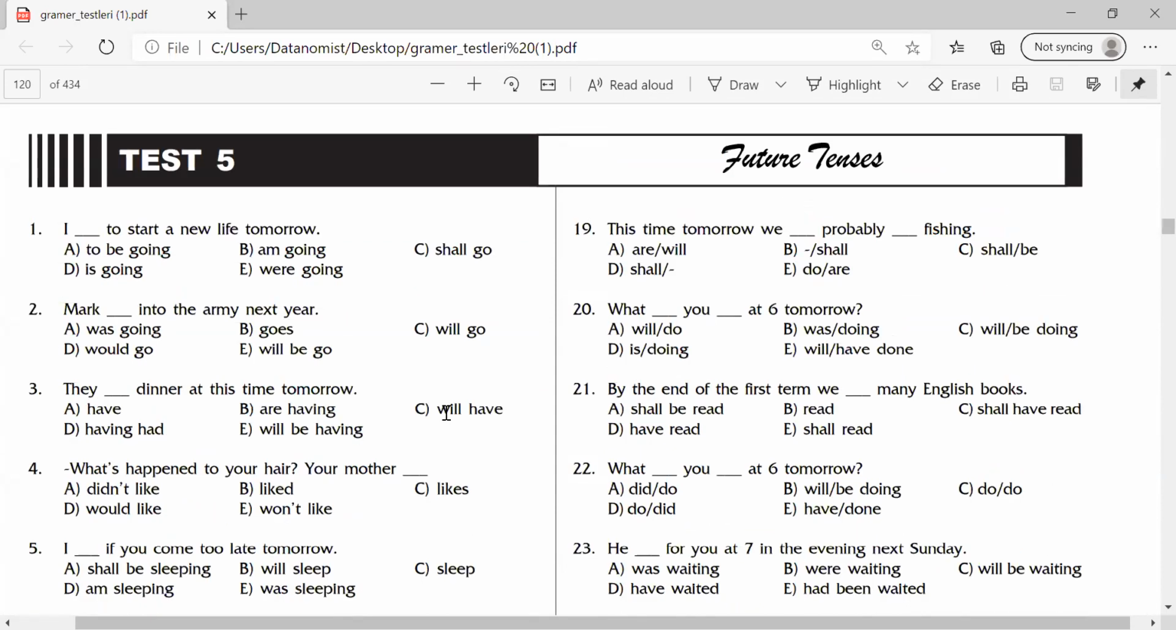And another thing I want to tell you guys, shall usage is gone. In modern English, we all use will. Shall was there in the past. So don't really worry about the usage of shall. But sometimes in exams like this, they'll give you this shall. Okay.